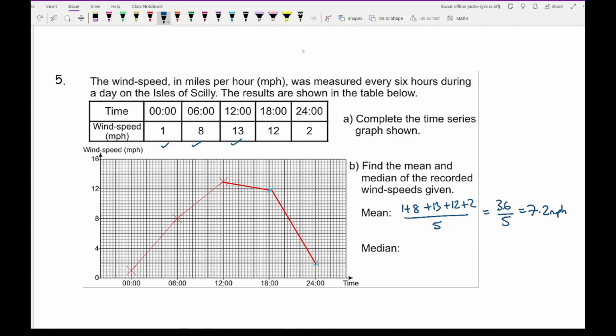mph. And then the median, I've got 5 numbers, so I just need to put those 5 numbers in numerical order. So I've got 1, 2, 8, 12 and 13. It's really important that you do show that you've ordered the numbers, and then our median number is going to be 8. So it's 8 miles per hour. And you'll tend to find that most time series graphs will resemble one of these 5 examples that we have done.